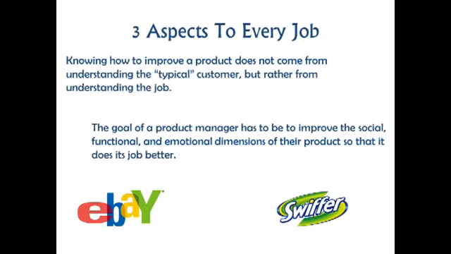Okay. Now there are three aspects to every job when you're looking at what job your product can do. Knowing how to improve a product doesn't really come from understanding what we call the typical customer. Remember, that's the customer who looks like everybody in the segment, but rather it comes from understanding the job that customer is going to be hiring the product to do. As a product manager, your goal has to be to improve the social, the functional, and the emotional dimensions of the product so that it does its job better than everybody else on the market.